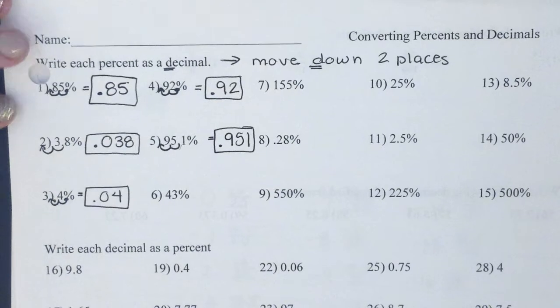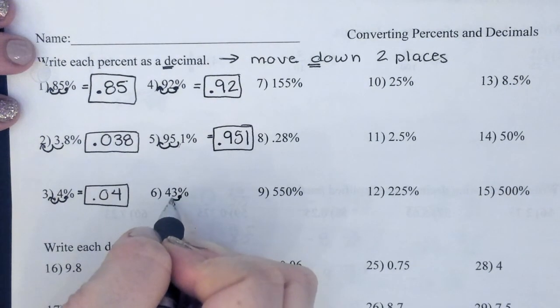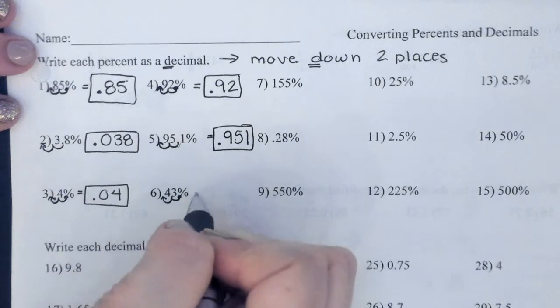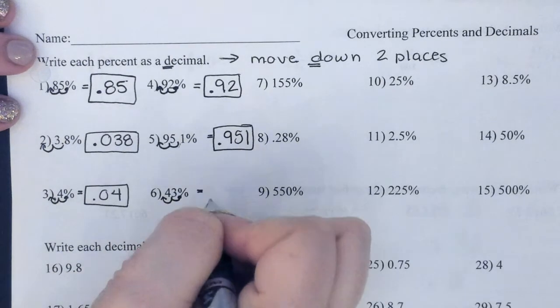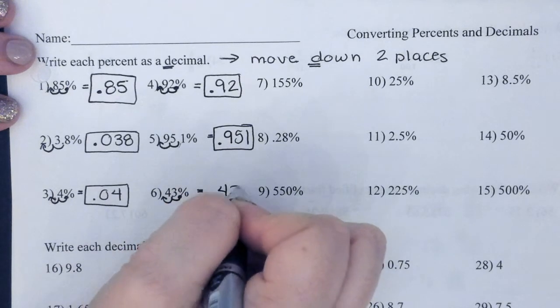All right, number 6, does that have a dot? No, so I'm going to add 1 to the end, and I'm going to count over. 1, 2. And what's that one going to give me, Braden? Oh, it's going to give you 0.43.